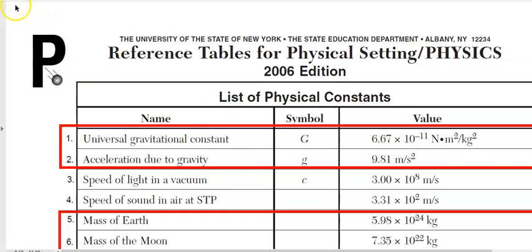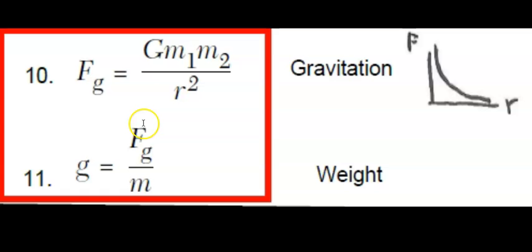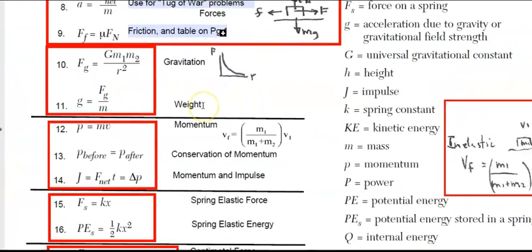Now let's take a look at the actual formula. The gravitational force formula is equation 10. We have that letter G, the universal gravitational constant, times the two masses divided by the distance between them squared. And the gravitational field strength is associated with this, and this is little g, which is the force per unit mass, also known as the weight.